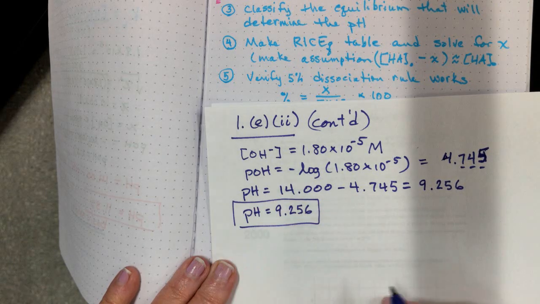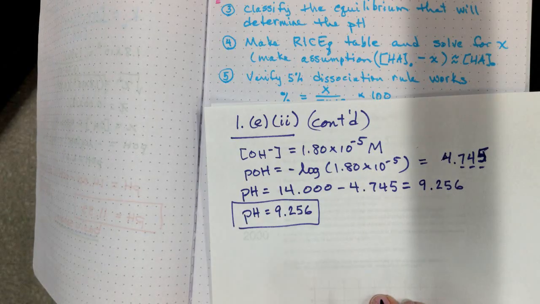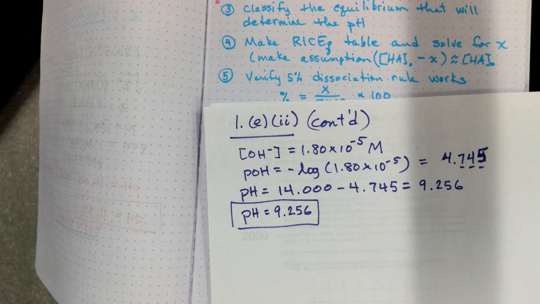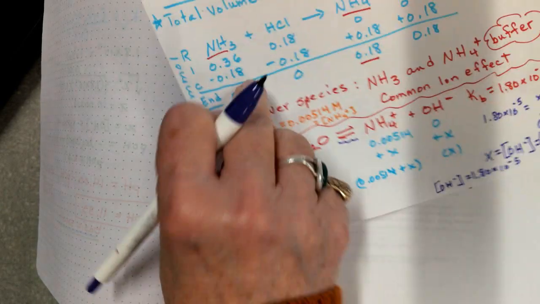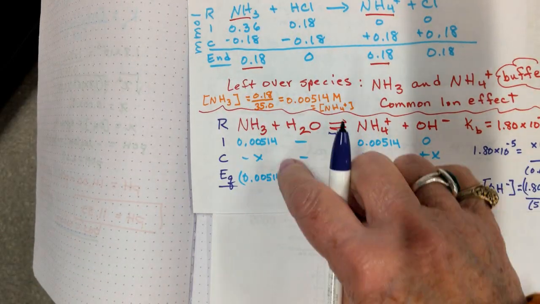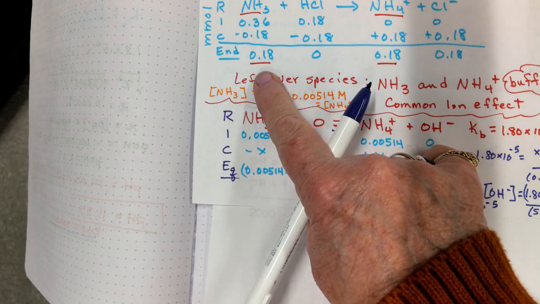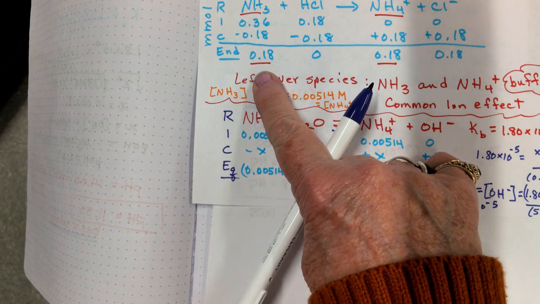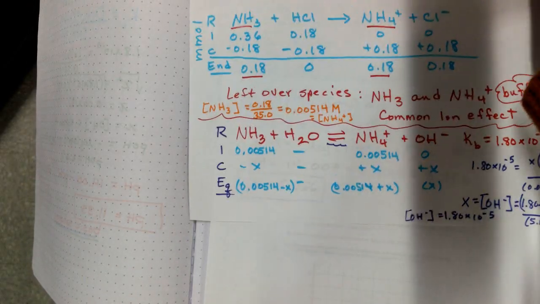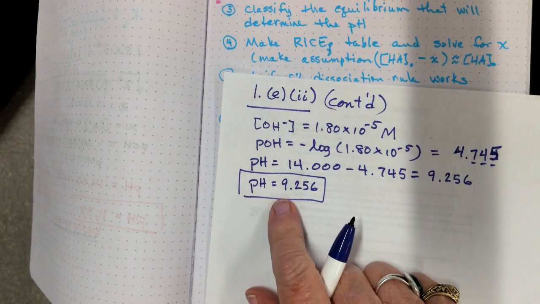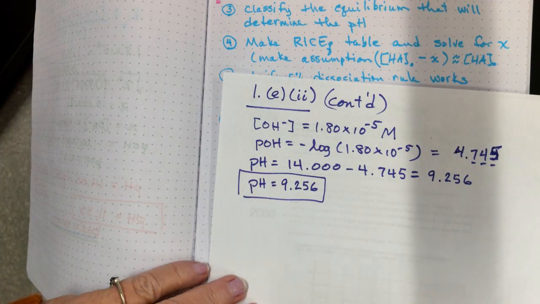Box that for the greater. Does that make sense? Well, what did I have left in my beaker? Yeah, I had the weak base left over. I had a weak base, so I already know my pH should be greater than 7. And was our pH greater than 7? Yes, it was. It was greater than 7, so my answer makes sense.